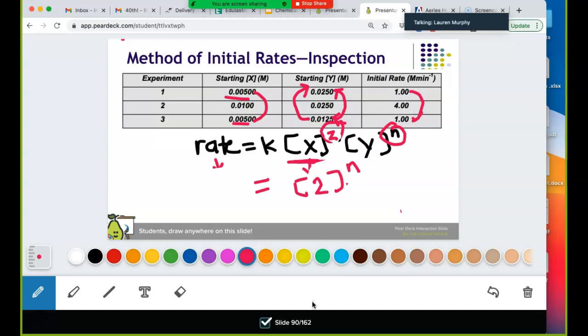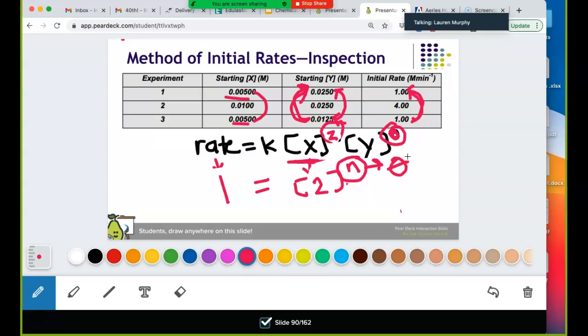So if you're looking conceptually from here to here, you also have to go the same way, here to here. Well, 1 to 1 is like doing nothing. It's not changing, so that number is 1. So 2 to the what is 1? Well, this is 0, right? Anything to the 0 power is 1. So it is 0 order with respect to Y.